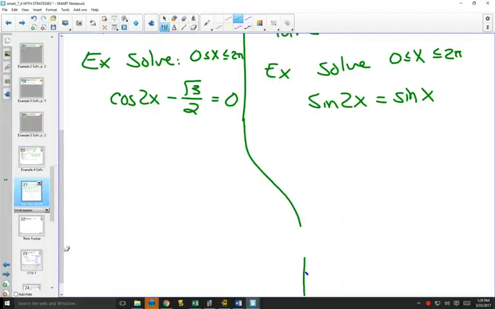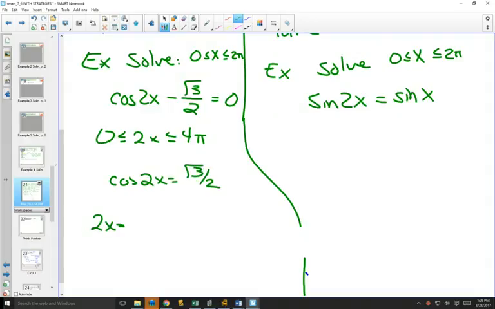In that case, as solving a multi-revolution, the first thing you would do is say, well, if x is between 0 and 2 pi, 2x is between 0 and 4 pi. Solving it, I'd have cos 2x equals root 3 over 2. That's on my pi plate.